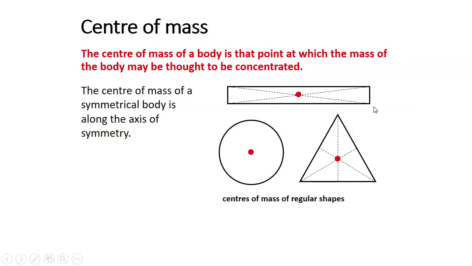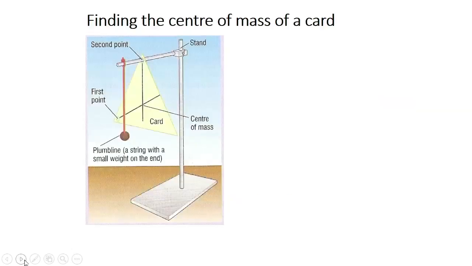Okay, now we have the center of mass of symmetrical objects, like that of a circle, which is right at the center of the circle. The red dot shows where the mass is concentrated in that object, and that is the center of mass.